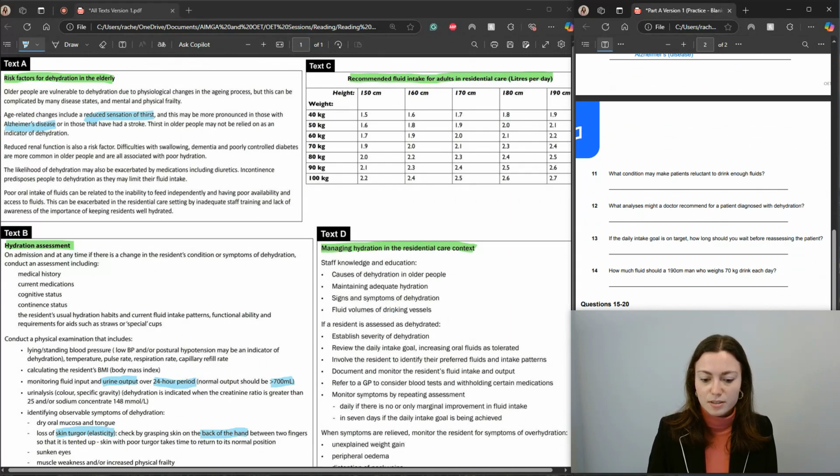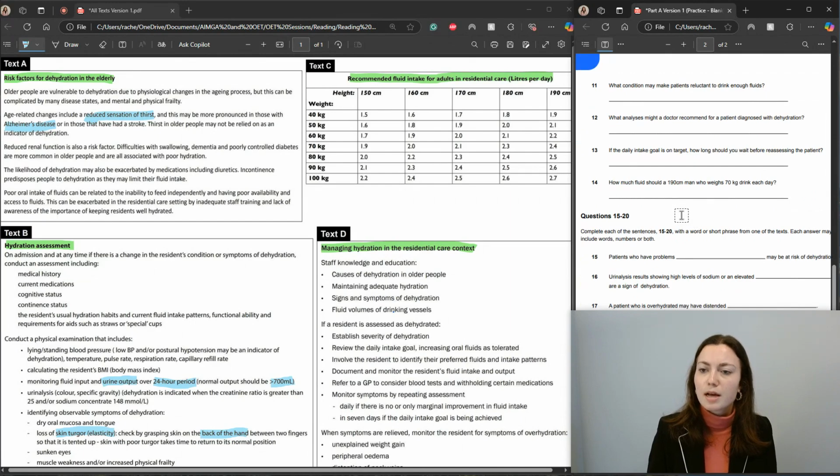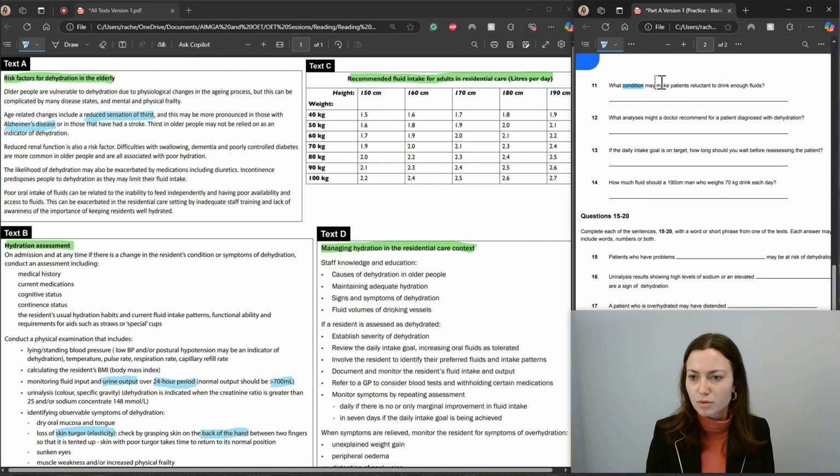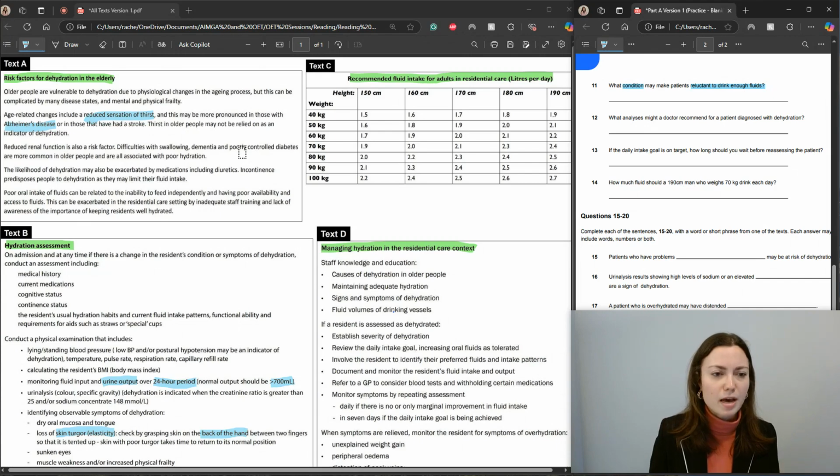All right, let's go on to the next one here. So what condition in number 11, again, may make patients reluctant to drink enough fluids? So very similar to number 10. We're not only looking for the name of the condition, but we're also looking for this criteria that it makes them reluctant to drink. Well, a good guess, I would still go back to text A and start to skim for potential options that fit that.